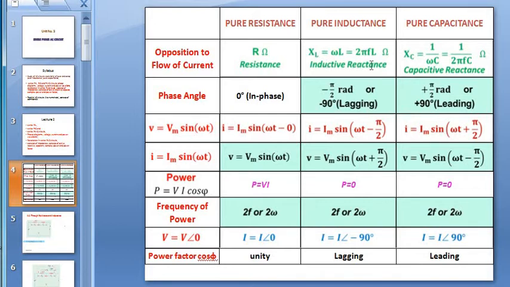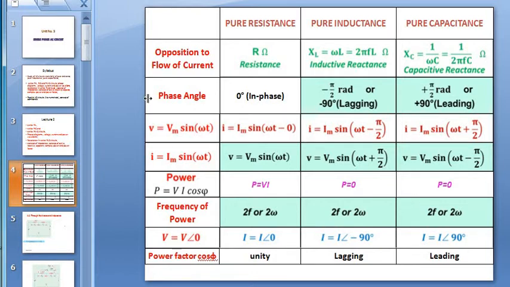The formula for inductive reactance is omega L. What is omega? Omega is 2 pi F. Therefore, omega L will be 2 pi FL. The unit of XL is same as resistance, it's ohm. What is the opposition factor in pure capacitance? It is XC, capacitive reactance, given by 1 by omega C, which is equal to 1 by 2 pi FC. Again the same, its unit will be ohm.